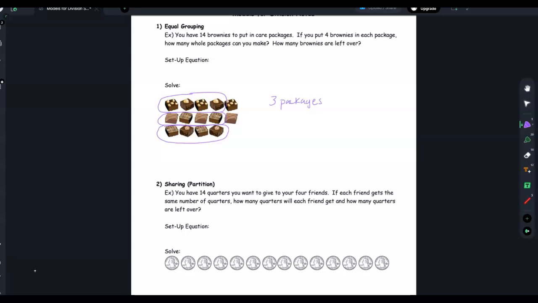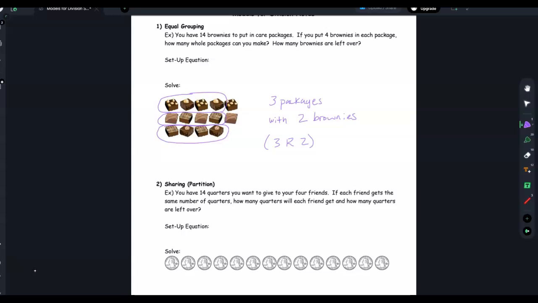It did also ask for the remainder. In this case, there were 2 that did not get circled or put into groups. So 3 packages with a remainder of 2, but we're going to go ahead and put the units on there as well. If we were just doing a computation, we'd just say 3 remainder 2, but since this is a story problem, we need the units. Notice here that the units on the remainder are different from the units on the quotient. So 3 packages with 2, it's not packages, but actually brownies that are left over.